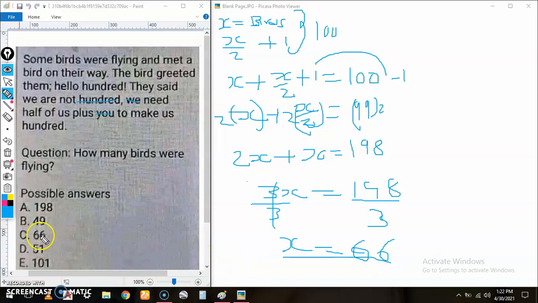So we have 66 birds, which need half of them, that is 33, plus the one bird to be 100. So 66 plus 33 plus 1, which is 100. So we have proved that our answer is C, that is 66. We have derived an expression from the story given. We have solved the expression and we've got the answer. So be proud to say that the answer is 66, right?